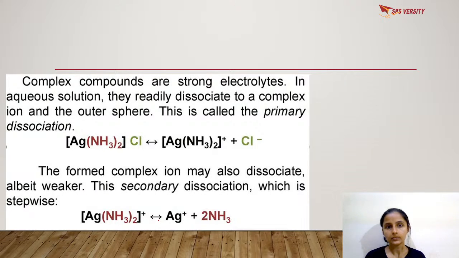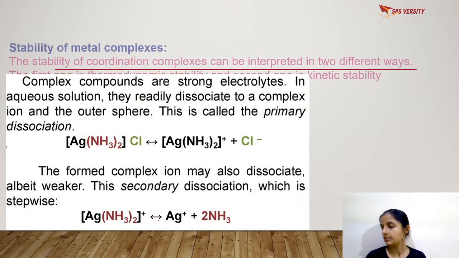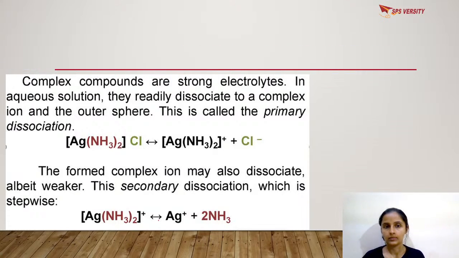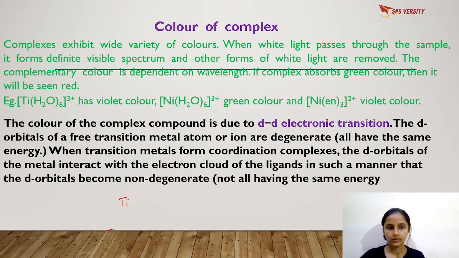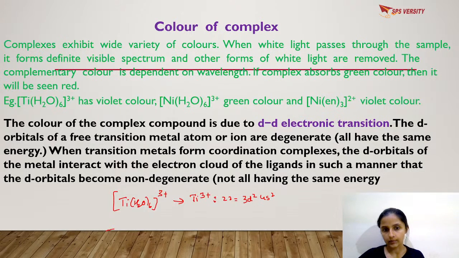For example, Ti3+ hexaaqua titanium. The atomic number is 22, so this is 3d2 4s2. When it is titanium 3+, the configuration is 3d1. So there is one electron in the lower set which is going to jump to the higher set. That's why it has some color.